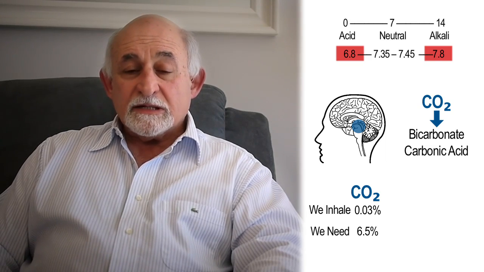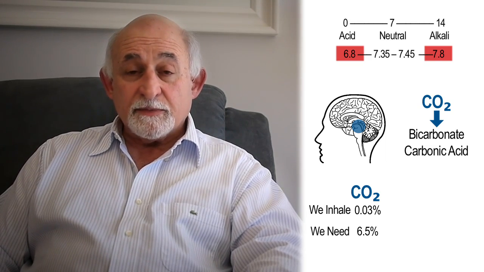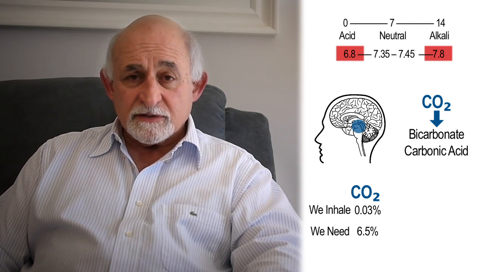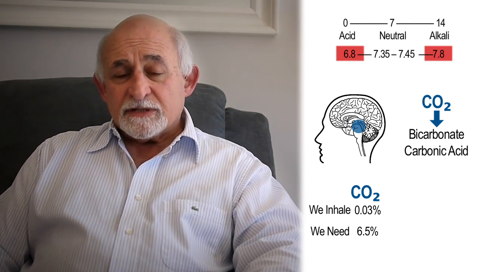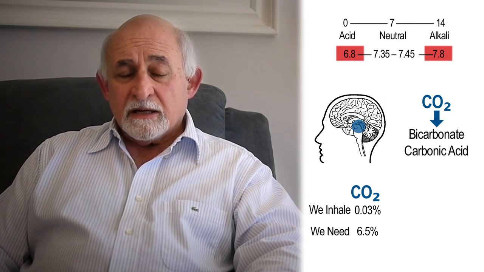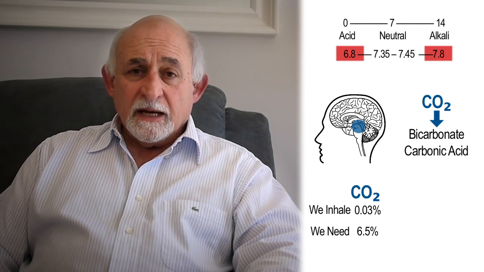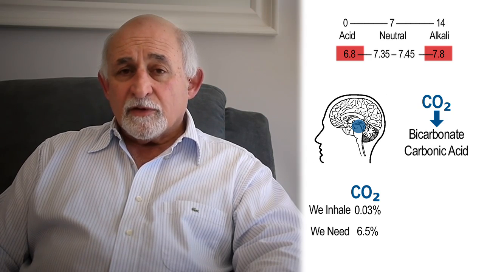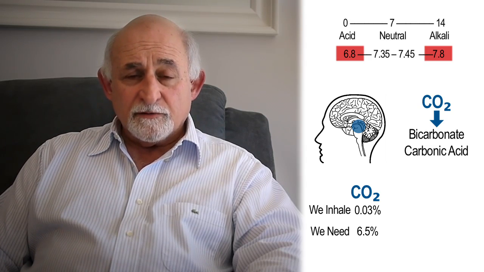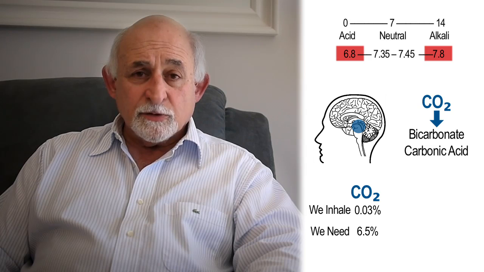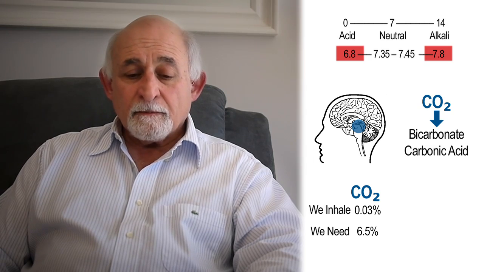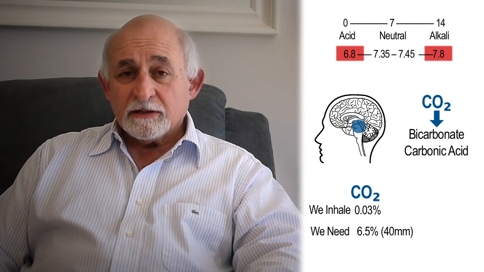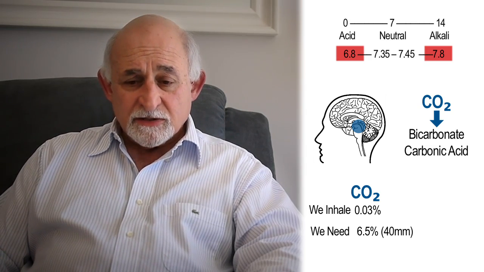The human body requires 6.5% of carbon dioxide to be present at all times in order to successfully make the required buffers. This 6.5% is represented in scientific terms as millimeters pressure of mercury, which is nothing other than the pressure required to move the column of mercury up or down the glass tube in the old blood pressure monitor. 6.5% represents 40 millimeters mercury pressure, and we're going to be using that as the basis for this discussion.